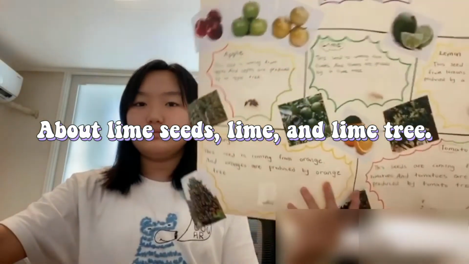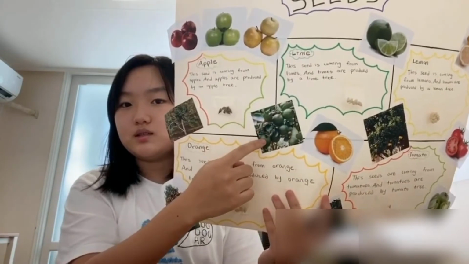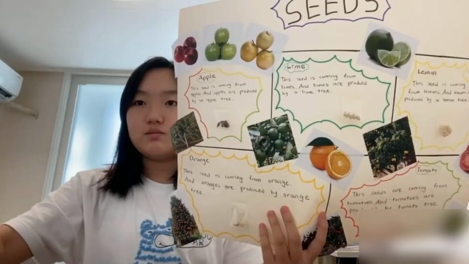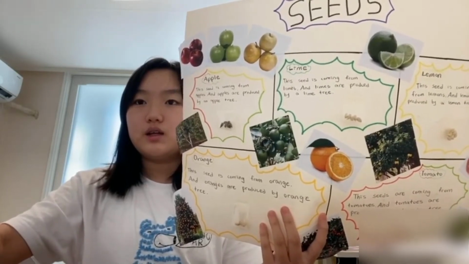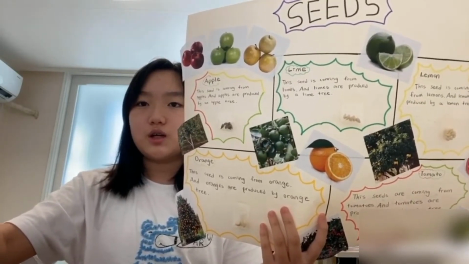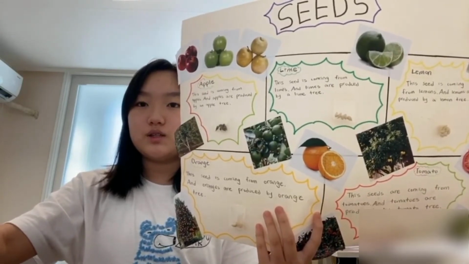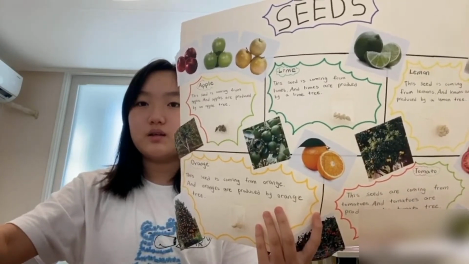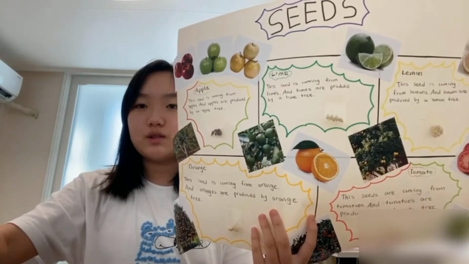Next, I'll be talking about the lime seeds. This is the lime seeds, and this is the lime, and this is the lime tree. This seed is coming from limes, and limes are produced by a lime tree. Limes are small, round, and green. Lime trees have thin branches and sharp needle-like spines. A lime tree's leaves are small and oval in shape. The leaves will be dark green on the top and paler on the bottom. They will be between 2 to 3 inches in length with a rough surface.